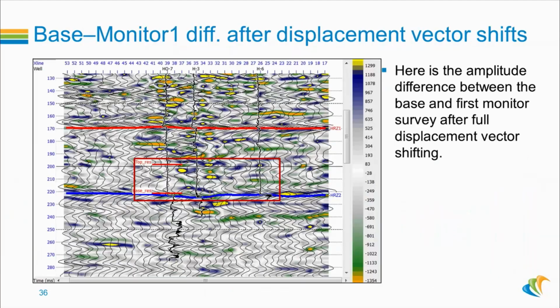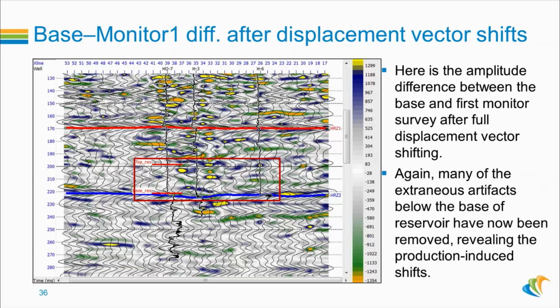And here's the base minus monitor 1 difference after displacement vector shifts, the full displacement shifting. So now you're applying all three shifts, and again you're seeing the extraneous artifacts being removed below the base of the reservoir and the production induced shifts being shown.